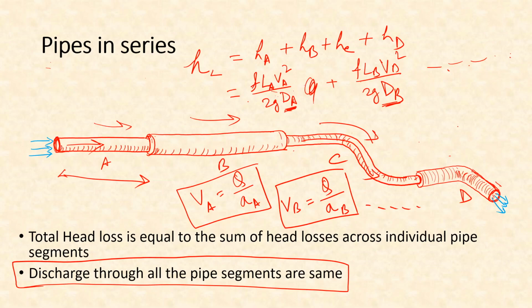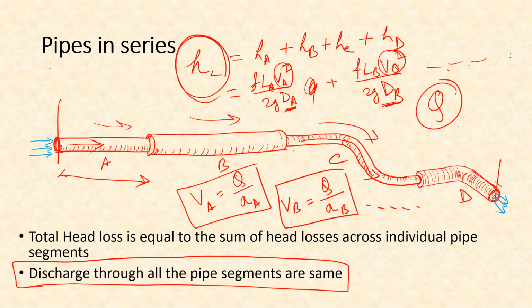So all these velocity terms will be replaced with Q by the area. The only unknown left will be the value of Q. And if we know the total head loss between this point and the end point, then we can simply solve this equation.